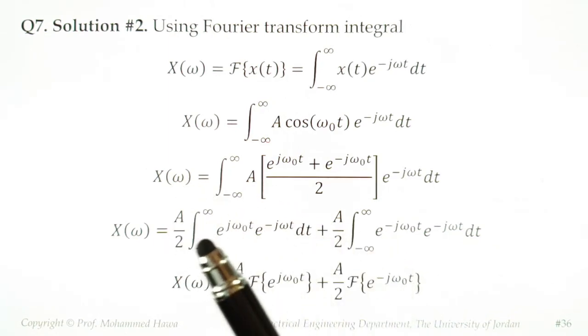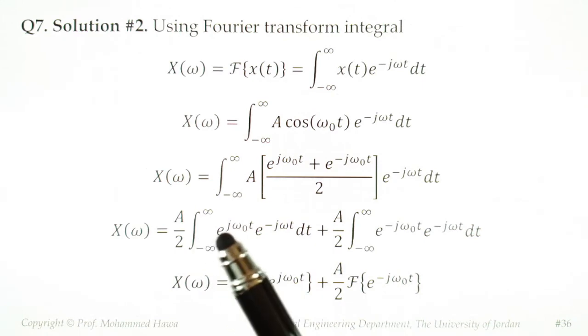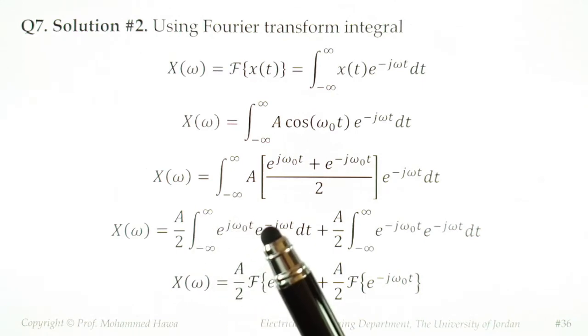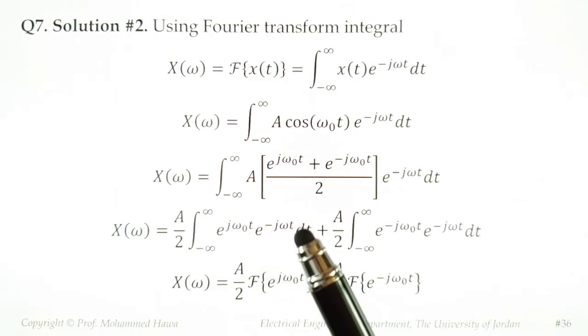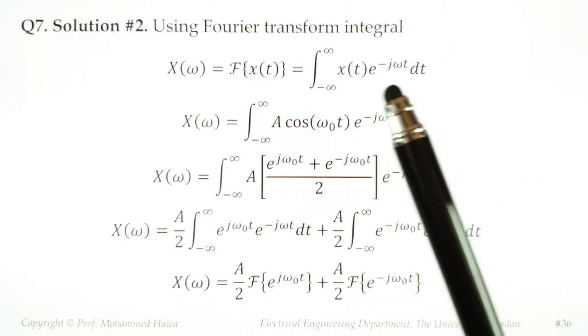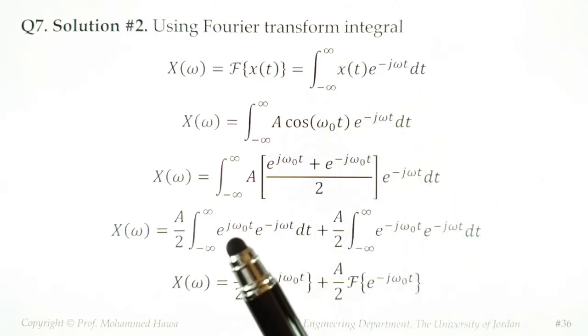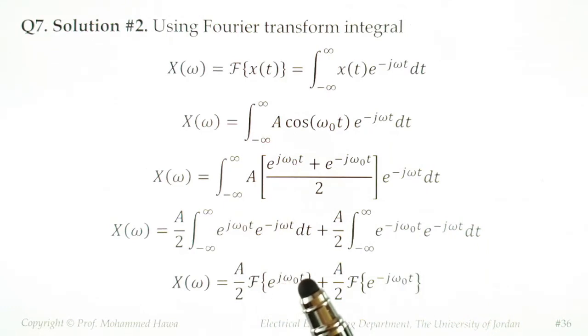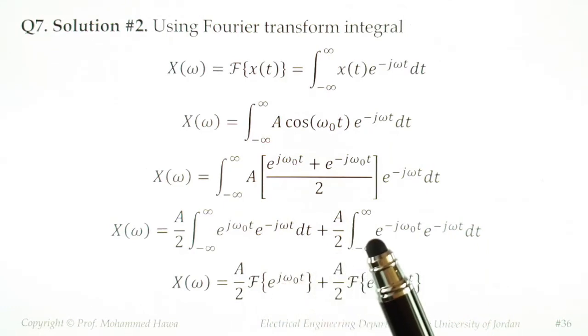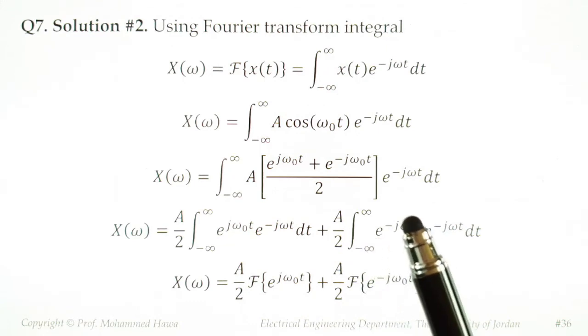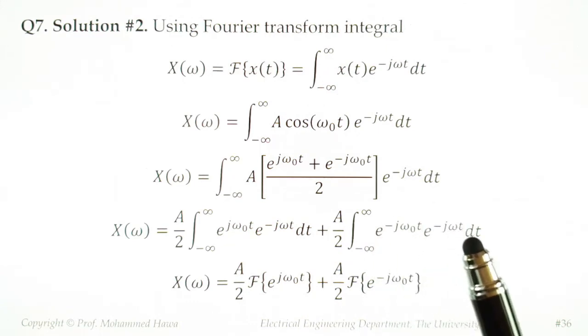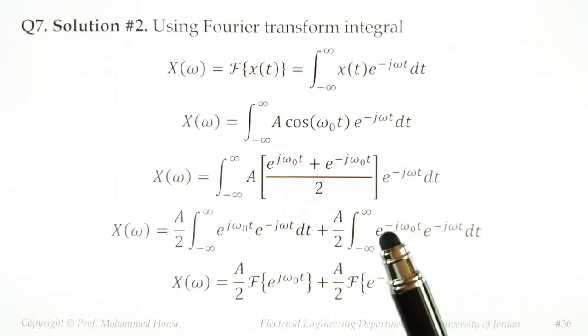Now look at this integral. This should remind you of an integral of a signal multiplied by e to minus j omega t dt. That's actually the definition of Fourier transform. But I'm doing Fourier transform for e to j omega naught t. Same thing here. This integral is the integral of a signal times e to minus j omega t dt. That's the Fourier transform of e to minus j omega naught t.